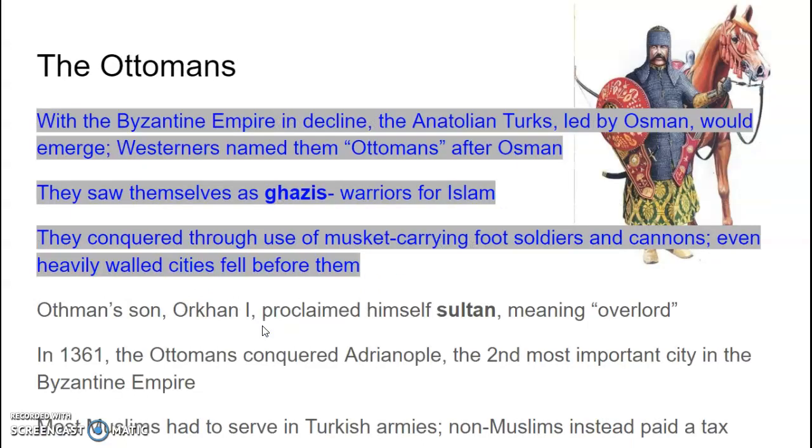I'll come back here for a second because this got cut off. Most Muslims had to serve in Turkish armies, and non-Muslims instead paid a tax. This actually derives directly from the Quran, that Muslims are expected to serve in the effort of jihad. If a non-Muslim, well, at least a monotheistic non-Muslim, is conquered, they're not expected to serve as fighters, but instead pay a tax. And so the Ottomans observed this.